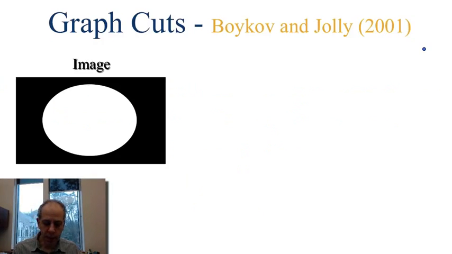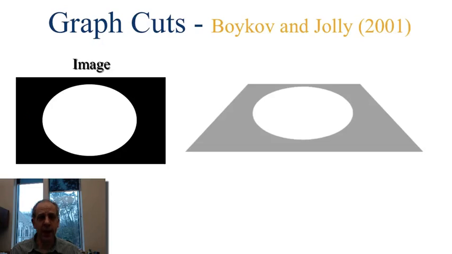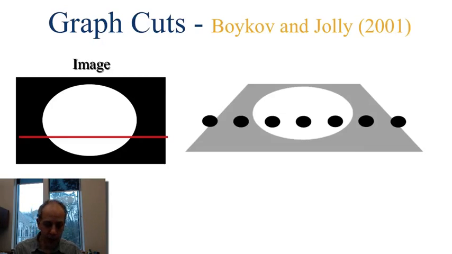Let's start from a simple image, white and black. And the basic idea of graph cuts is to borrow tools from graph theory to partition this image into foreground and background. So we're going to tilt the image just for the sake of illustration, and we're going to take one line across the image as we see here. So we take one line, and basically we're going to represent that line here.